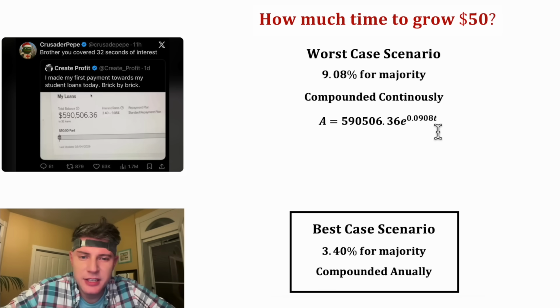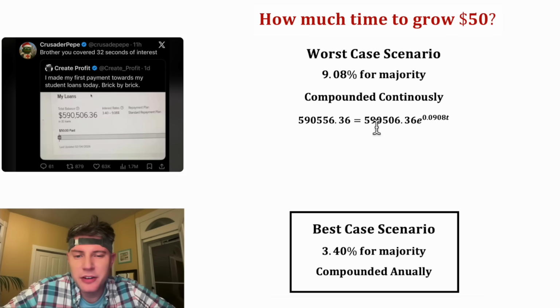And then for the t, we don't know the t. We're trying to solve for t because we're trying to figure out how long it's going to take to grow $50. So we need to make this amount $50 more than this amount. So it'll be $590,556.36. So we're trying to figure out how much time does it take for this amount to grow into this amount, which is $50 more than this amount. Our ultimate goal is to solve for this variable t.